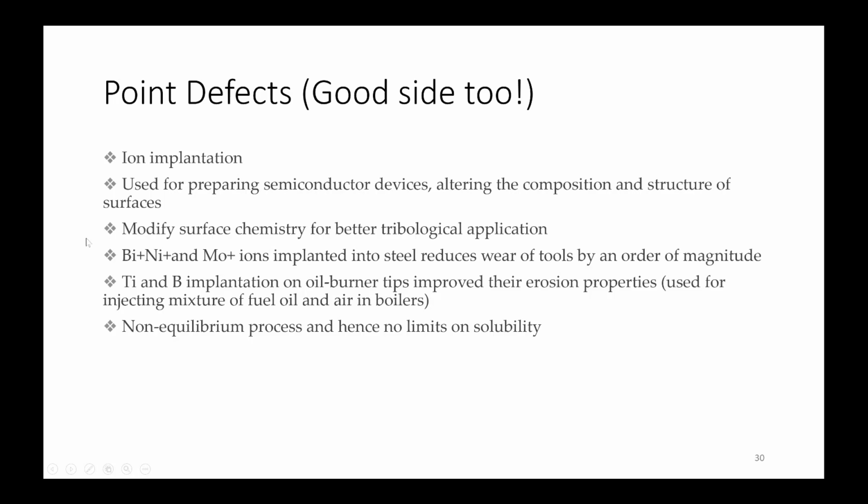It is used for modifying surface chemistry for better tribological application. So, bismuth, nickel, molybdenum, these ions may be used for implantation. Titanium and boron implantation on oil burner tips improved their erosion properties, and it is used for injecting mixture of fuel oil and air in boilers. This is a non-equilibrium process, so there won't be any limit for solubility.